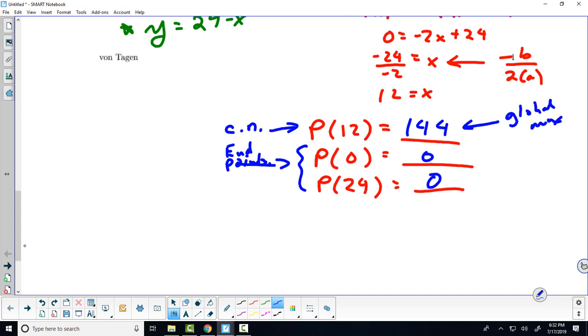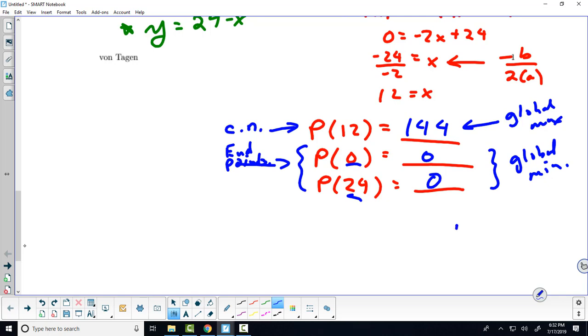Global max. Which, by the way, if I ask for the global min, what's the global min? That's kind of a strange question. Let me say it a little more carefully. What's the location of the global min? The location is at x equals 0 and at x equals 24. Can I have two different locations of the global min? Yeah. But I can only have one global minimum value of 0. There's only one smallest y value on this curve.